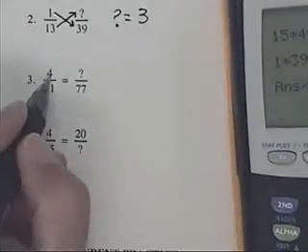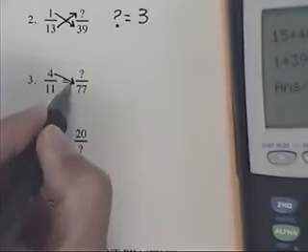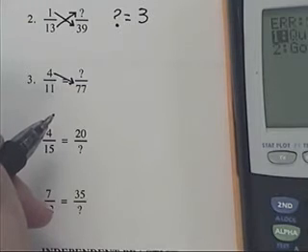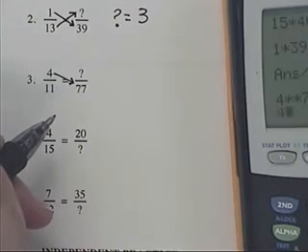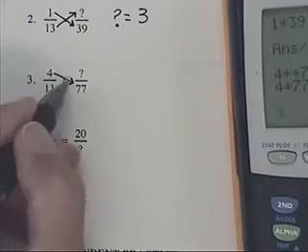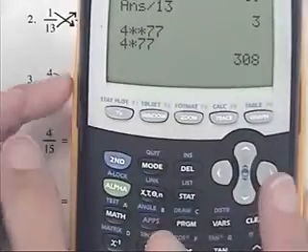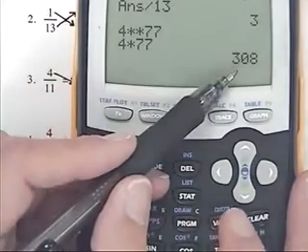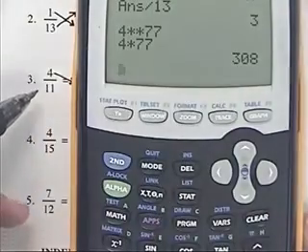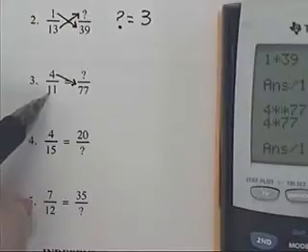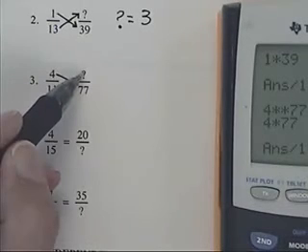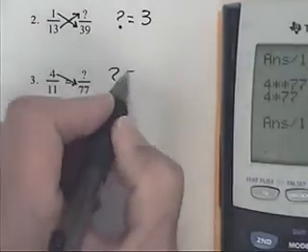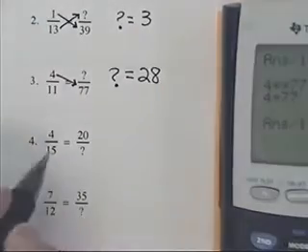Next problem, I'm going to multiply diagonals. So I'm going to multiply 4 times 77. 4 times 77 equals 308. I did that on my calculator. First I put in 2 times signs so it didn't come out right. 4 times 77 equals 308. Then if I divide that by this 11, it tells me what number has to go there. And when I divide by 11, it tells me that the question mark is going to equal 28.